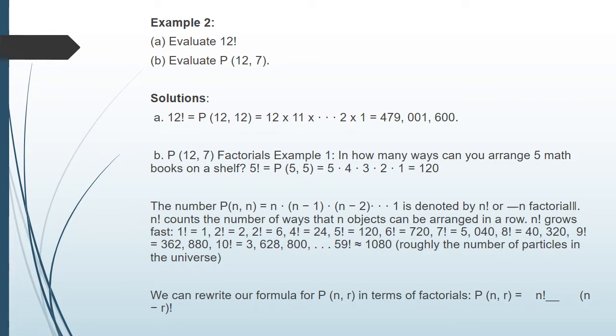N factorial grows fast. 1 factorial is equal to 1, 2 factorial is equal to 2, 3 factorial is equal to 6, 4 factorial is equal to 24, 5 factorial is equal to 120, 6 factorial is equal to 720, 7 factorial is equal to 5,040, 8 factorial is equal to 40,320, 9 factorial is equal to 362,880, 10 factorial is equal to 3,628,800, and so on until 59 factorial is approximately 10 to the 80th, truly the number of particles in the universe.